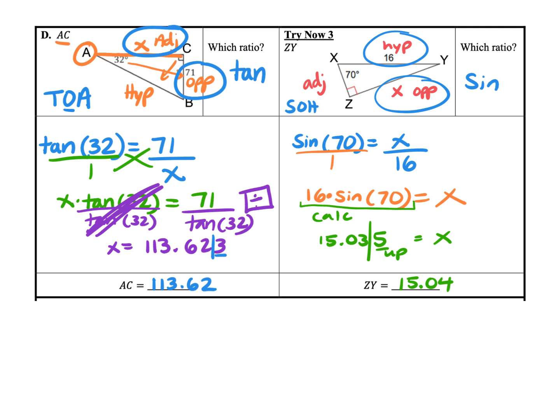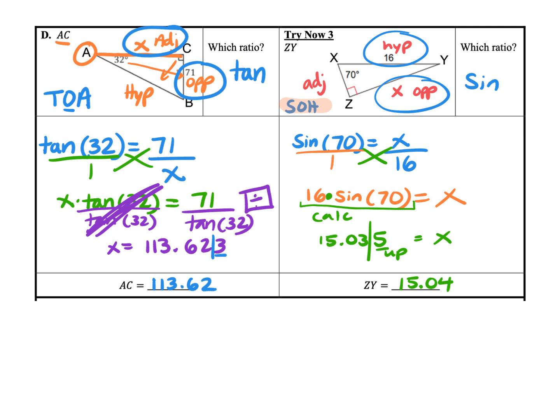We are trying to find ZY, which is opposite the 70. We have the hypotenuse 16. So since we have an O and an H, we need to use our sine ratio. So the SO of SOHCAHTOA. So I set up a sine 70 equals X over 16. Doing our cross products, 16 times the sine of 70 is equal to X. X is already by itself, so we can just go right to our calculator and type 16 times sine 70, and we will get 15.04.